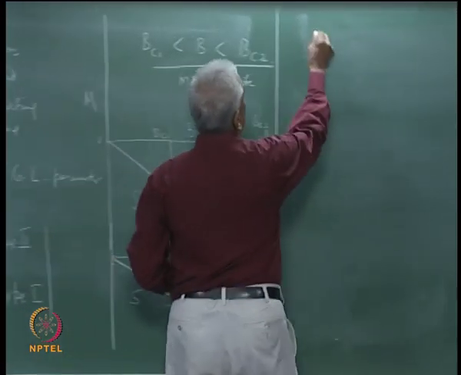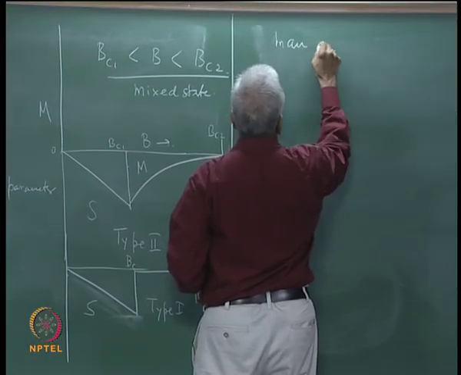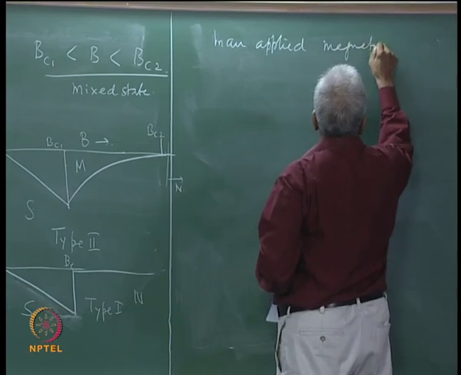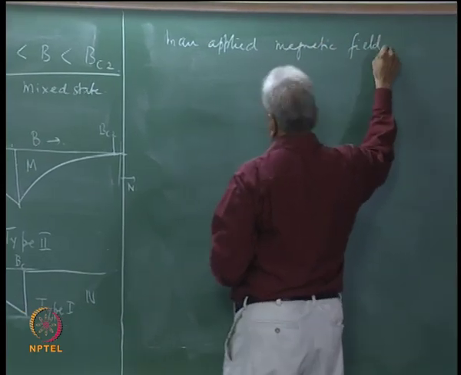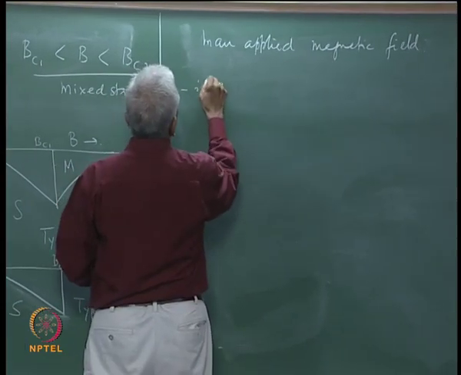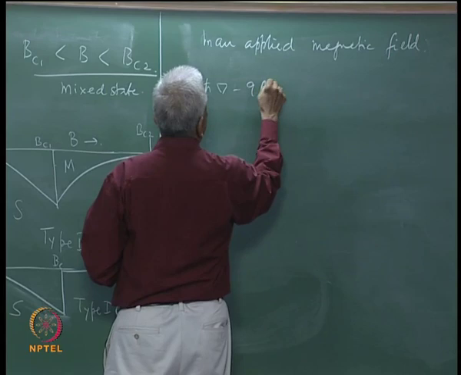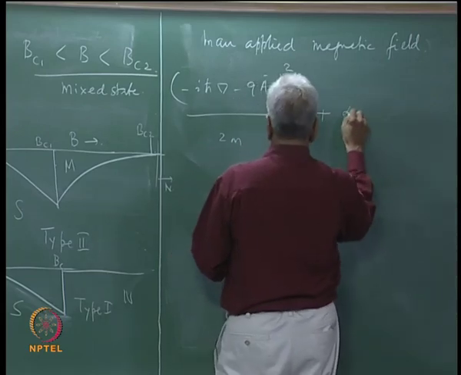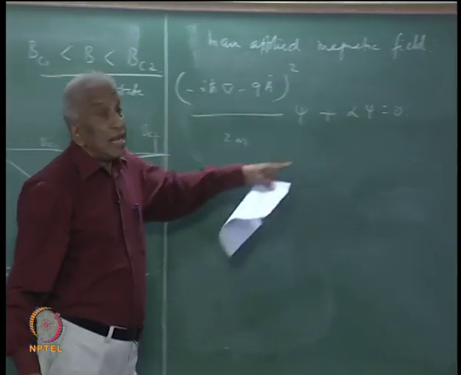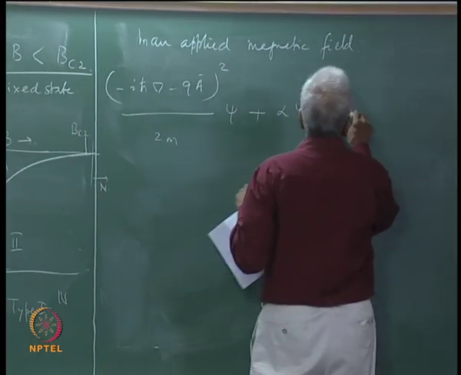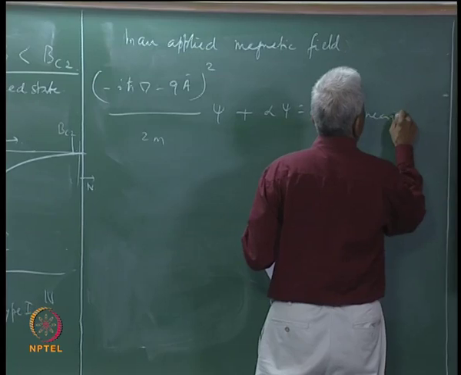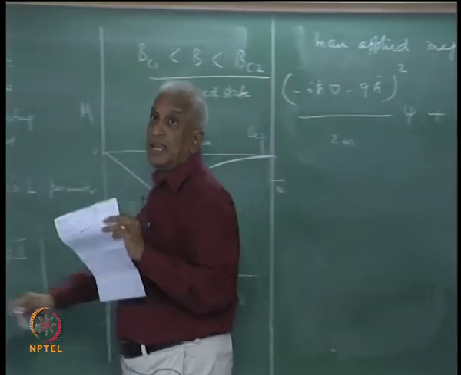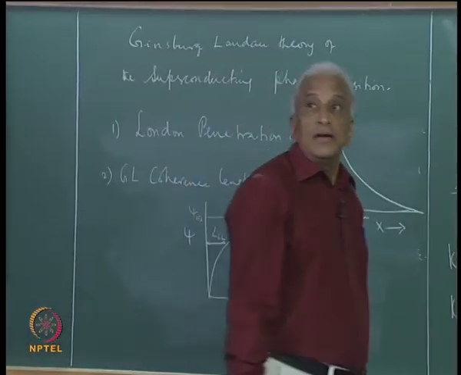In the presence of an applied magnetic field, the Ginsburg Landau equation becomes as follows. We are neglecting the higher order terms involving beta and others. This is known as the linearized Ginsburg Landau equation, in which all terms except the linear term alpha psi are neglected.